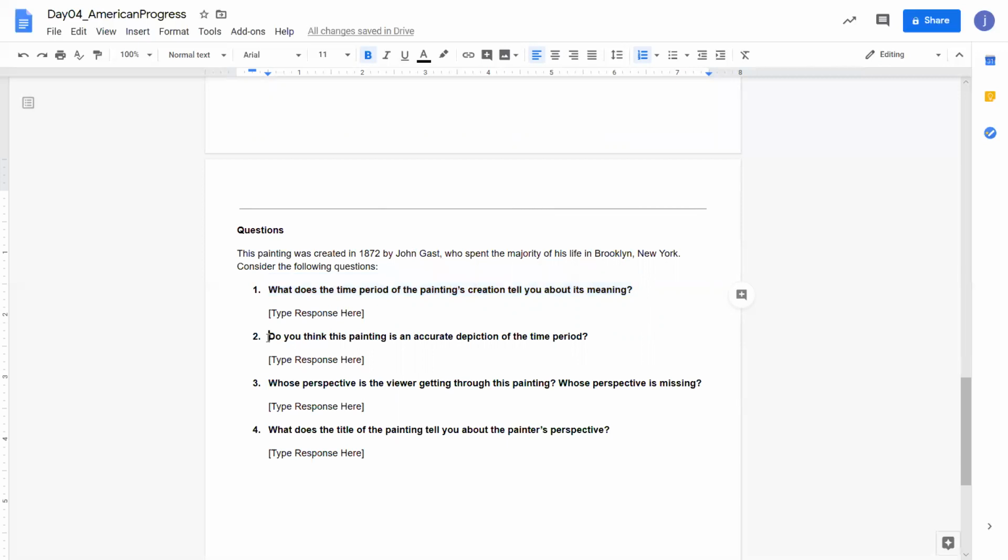Question number 2. Do you think this painting is an accurate depiction of the period? Do you think it's accurate? Do you think it reflects the time period well? Does it match? Yes, no? Explain.